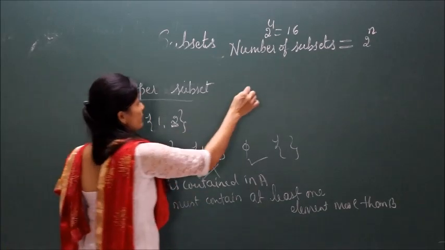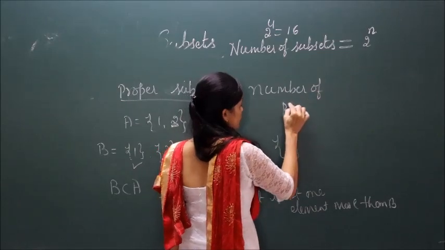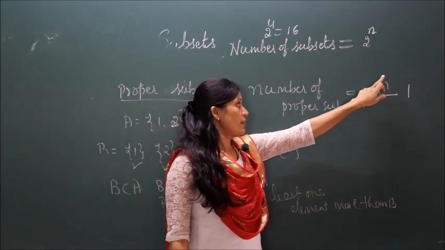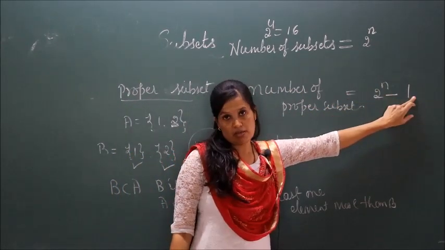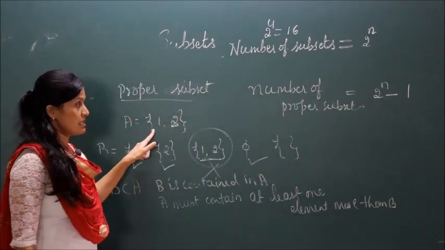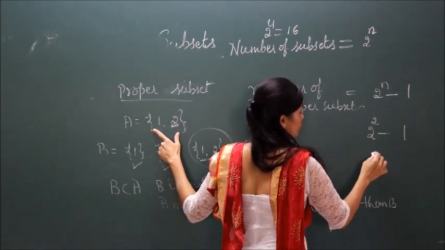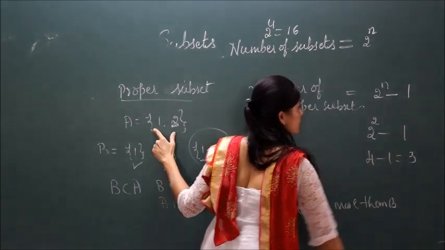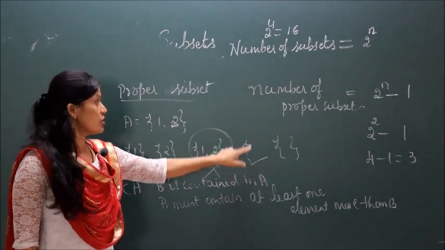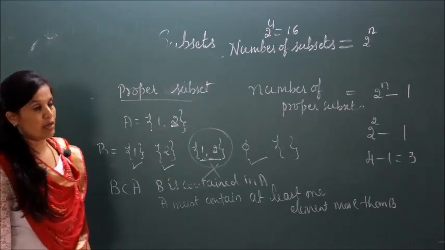So number of proper subsets, the formula. Number of proper subsets is 2 to the power n minus 1. In this case if I look into this set, it is 2 to the power n, n is 2, minus 1. 2 to the power 2 is 4, minus 1, it is 3. 3 proper subsets, 1, 2 and 3. So this is the formula for number of proper subsets, 2 to the power n minus 1.